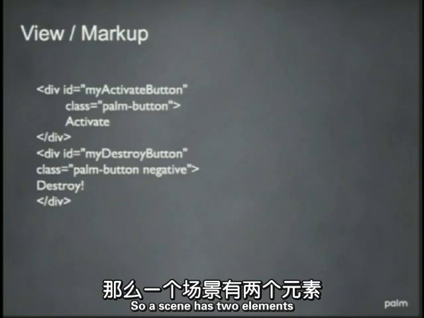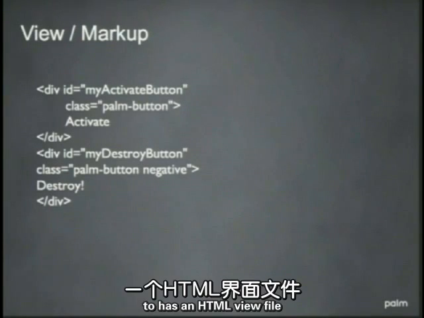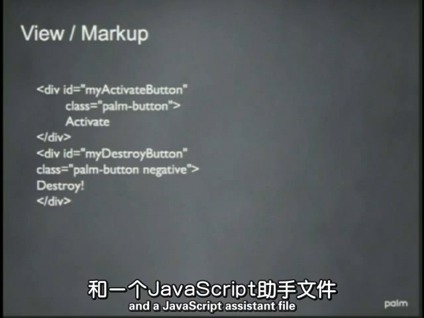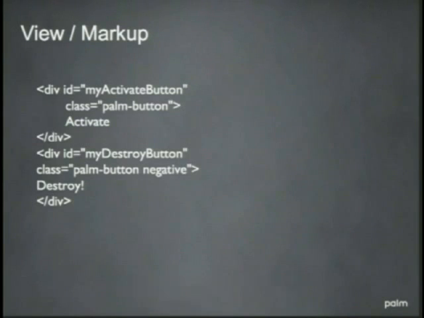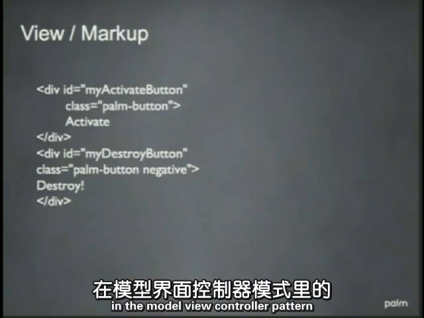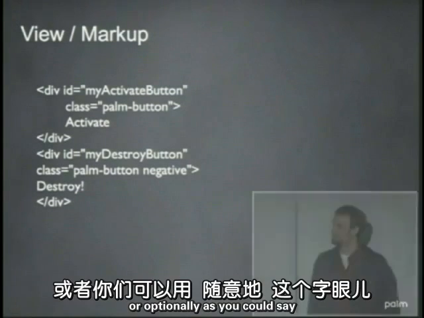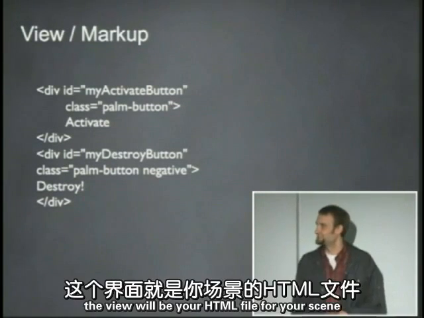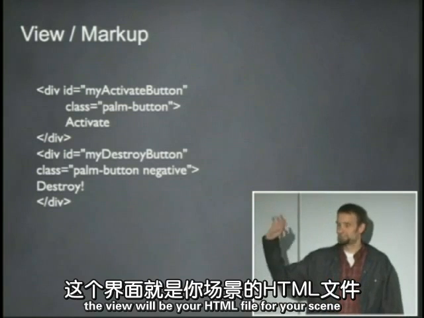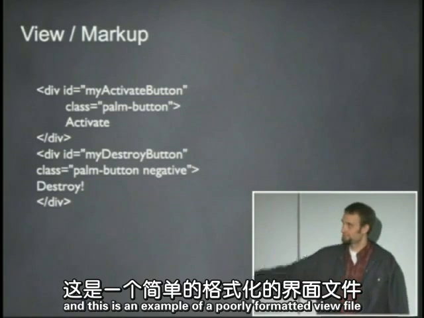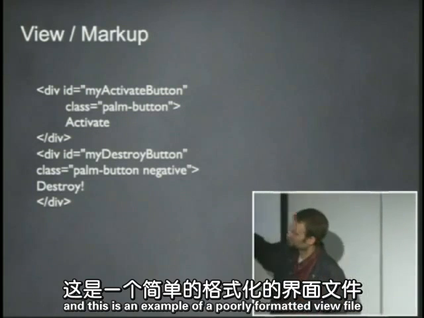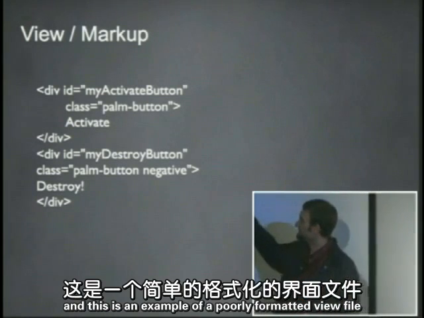So a scene has two elements. It has an HTML view file and a JavaScript assistant file. And we use the MVC pattern, the model view controller pattern, with models used lightly, or optional, I guess you could say. The view would be your HTML file for your scene, and this is an example of a poorly formatted view file.